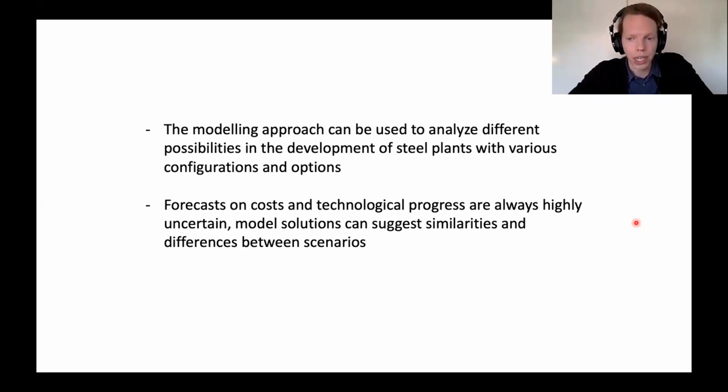But then we also have to keep in mind that any forecasts on costs and assumptions regarding costs and the technological process parameters that we use in these models are highly uncertain. But again, with a good, practical model, it's easy to make a large number of different scenarios and compare them and the solutions that they give rise to.